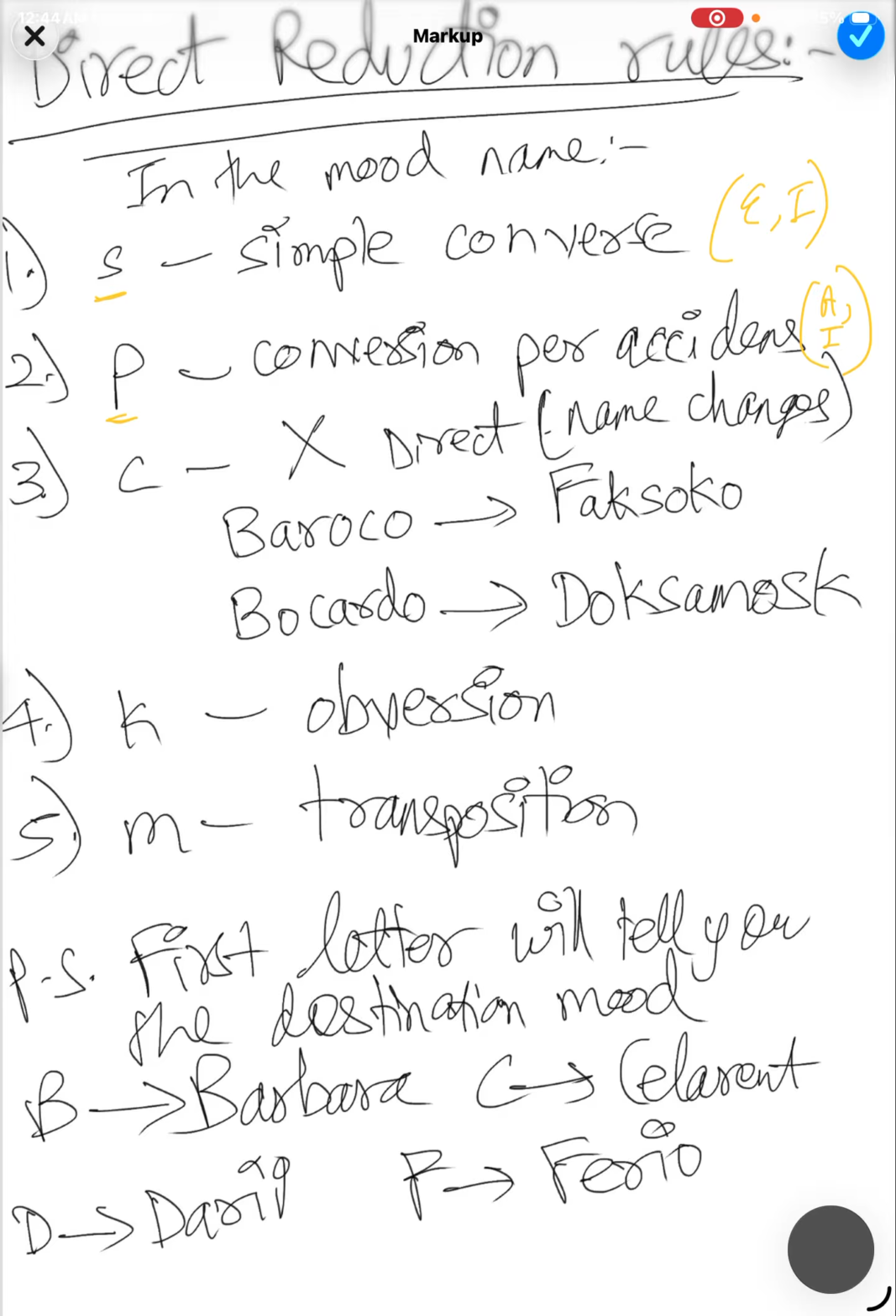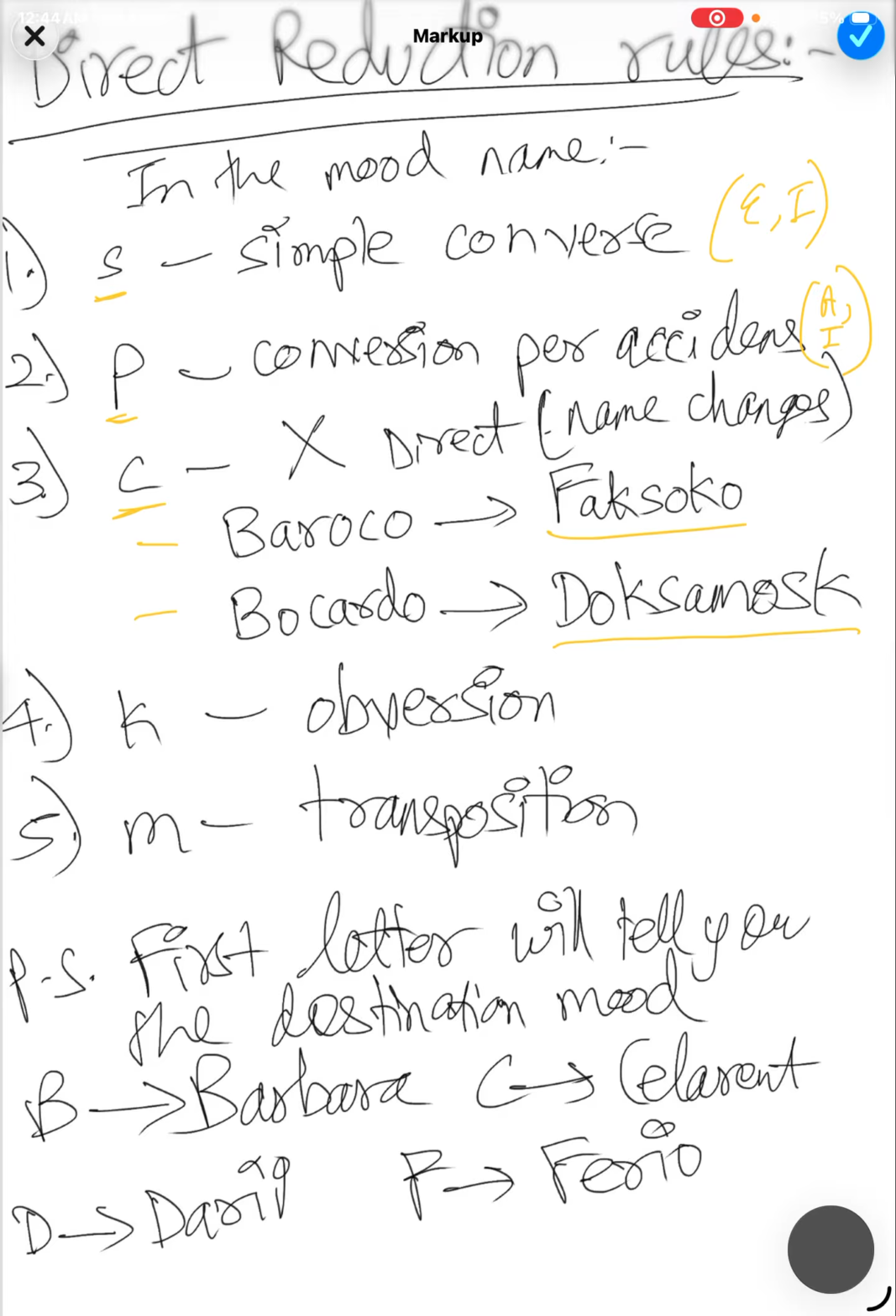Next rule, if you have the letter C, then no direct reduction is possible. But still, if you are given a question to convert into direct reduction, there are only two possible modes in which this C comes: Baroco and Bocardo. Baroco's name you have to change to Faxoco, and Bocardo's name you have to change to Doxamosk. Okay. Now you apply the rules and get your answer.